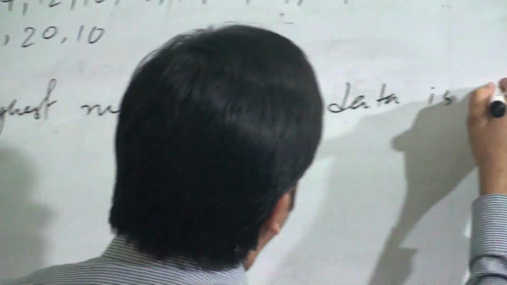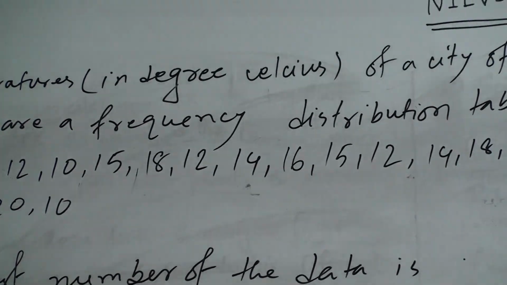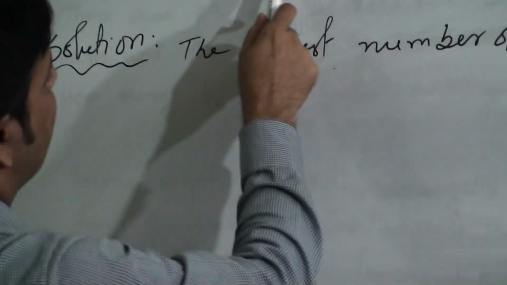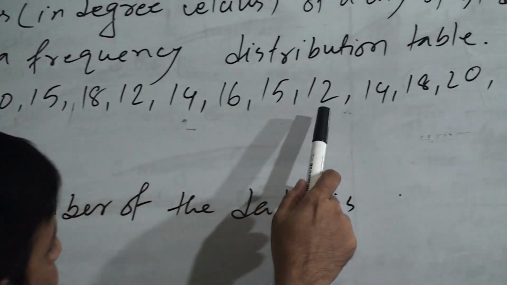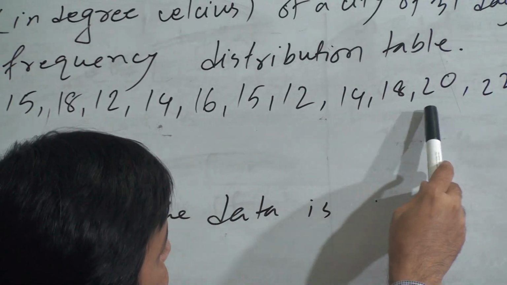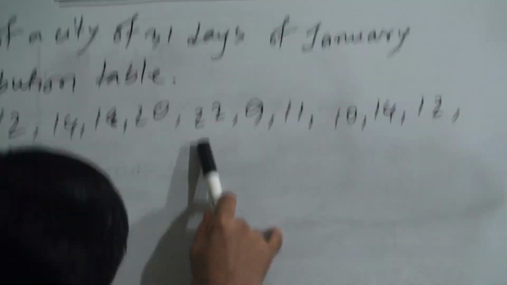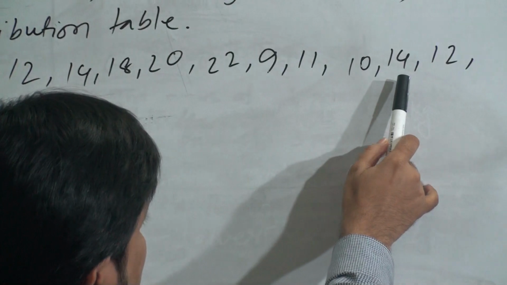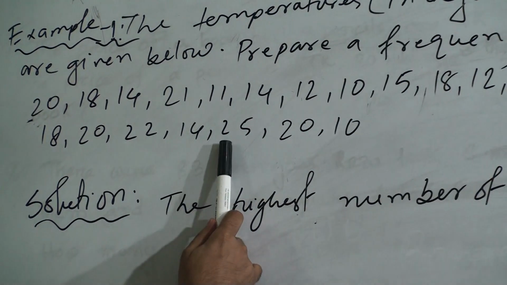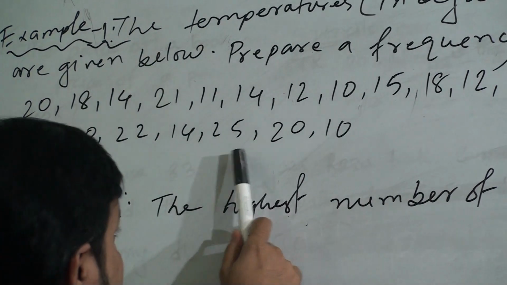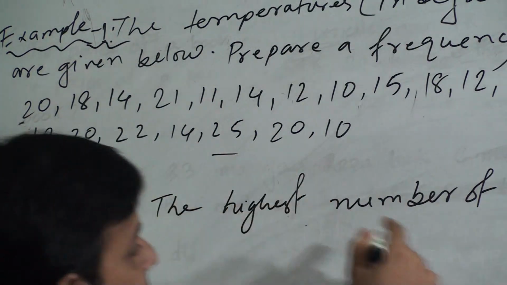If you see 20, 18, 14, 21, 11, 14, 12, 10, 15, 18, 12, 14, 16, 15, 12, 14, 18, 20, 22, 22, up to now 22 is the highest, 9, 11, 10, 14, 12, 18, 20, 22, 14, 25. This 25 is the highest. After 20 there is 10, 20 and 10. So 25 is the highest number.